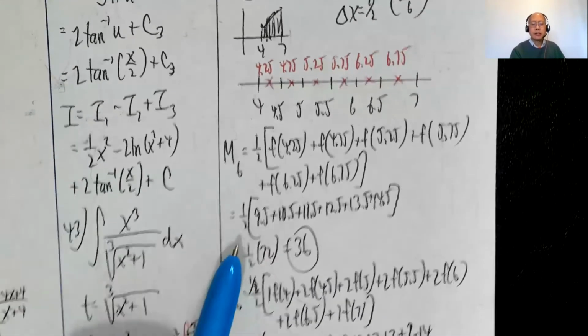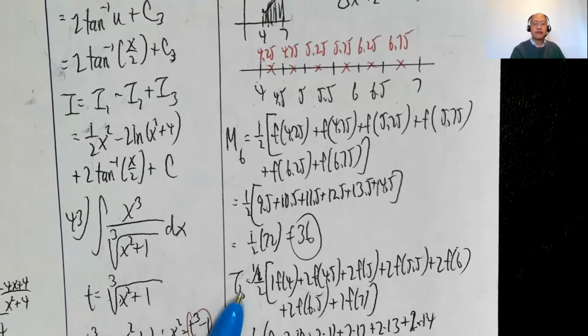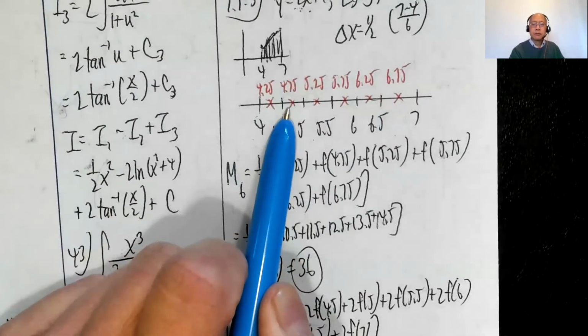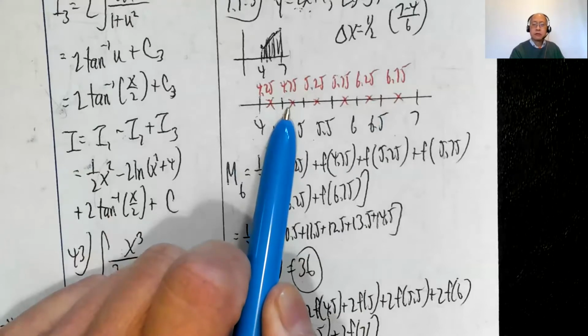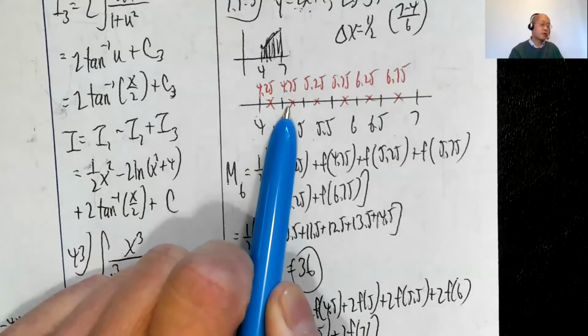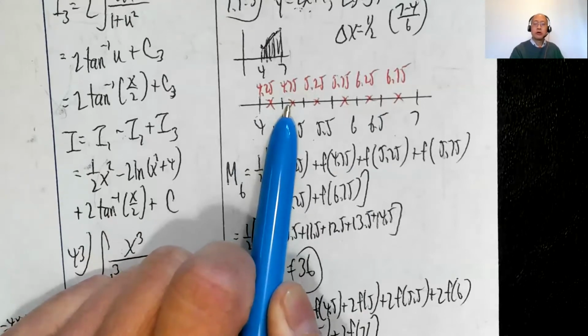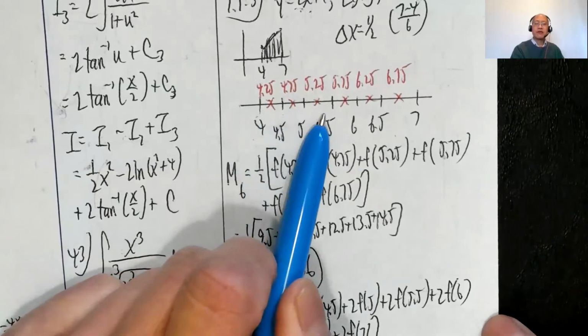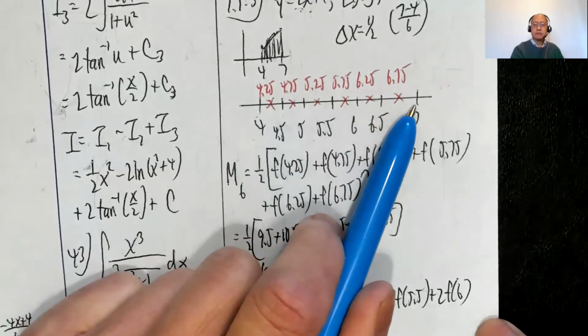Okay, trapezoidal rule, delta x over 2, so 1/2 divided by 2. Do not use the midpoints. When do I use the midpoints? Midpoint rule. So I don't use the midpoints for trapezoidal rule or Simpson's rule. Just use the endpoints: 4, 4.5, 5, 5.5, 6, 6.5, 7.